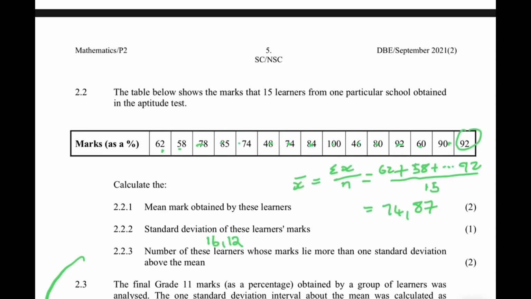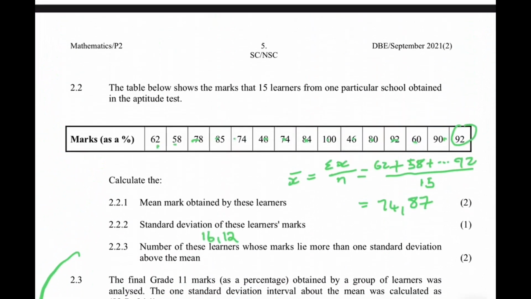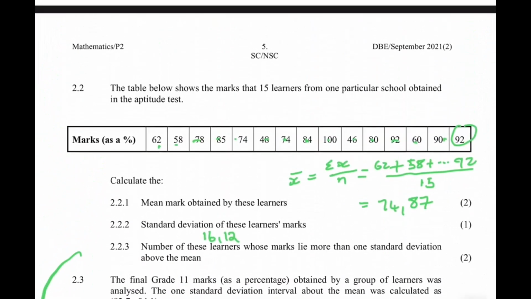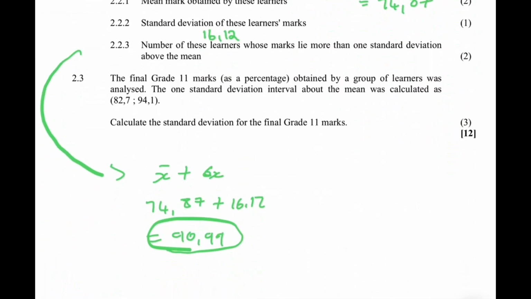So let's go to our data and look for those people. We're looking for everything that is above 90.99, so basically 91 going up. Somebody got 100%, and then here somebody got 92. 90, they don't quite fall in there, and then another 92 here. So we have 1, 2, 3 people who got more than 1 standard deviation above the mean.